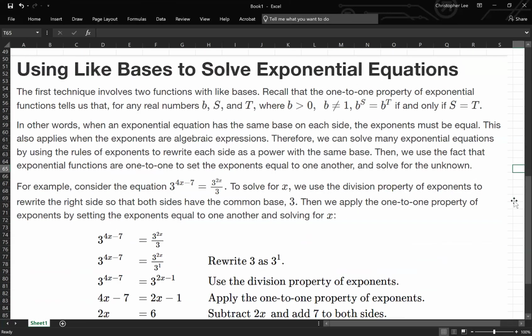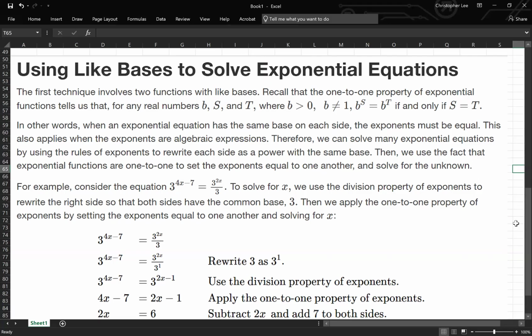So, using like bases to solve exponential functions. The first technique involves two functions with like bases, right? Recall that the one-to-one property of exponential functions tells us that for any real numbers s and t, where b is greater than 0 and b cannot be equal to 1, b to the s is equal to b to the t if and only if s is equal to t. So if you have a base raised to some exponent and it's equal to that same base raised to another exponent, we can just eliminate the bases and make the exponents equal. Then you just solve for the variable. That's all it's saying, right?